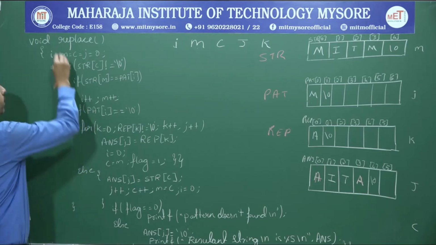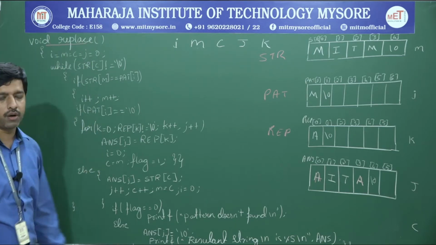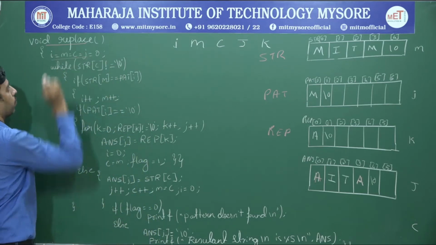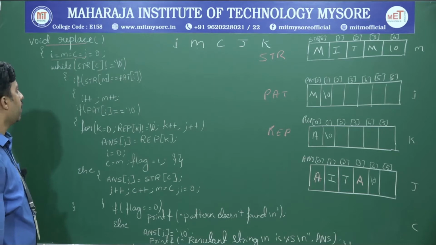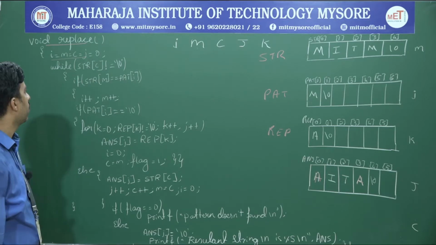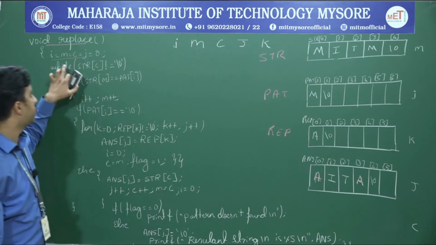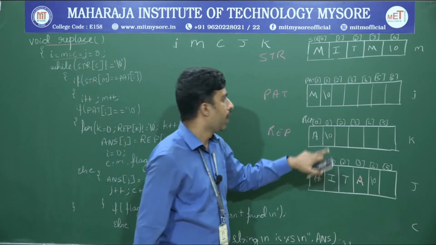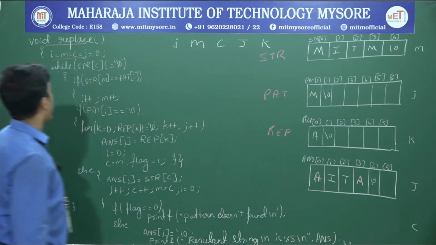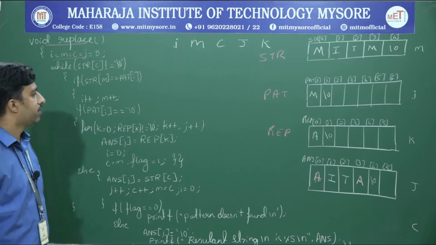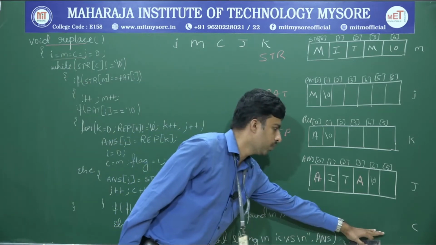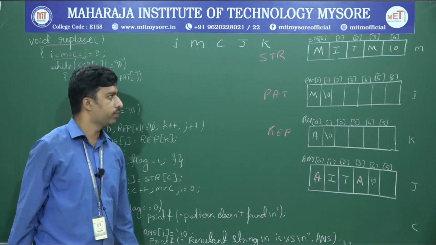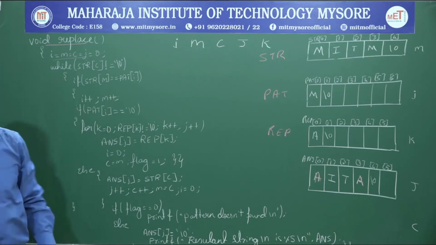Let's see, when my replacement string function is called, I have four variables over here: i, m, c, j. I make i as 0. What are those variables used for? These are the looping variables. i deals with the pattern string, m deals with the main string, c deals with the remaining components that are left out, and j deals with the pattern string. These are the looping variables I am using.